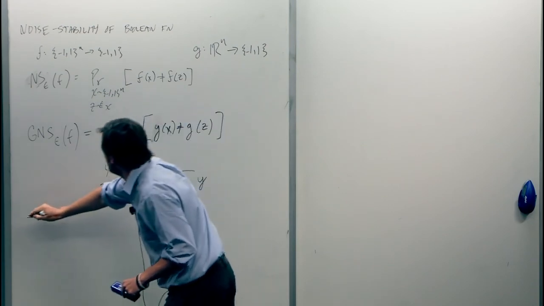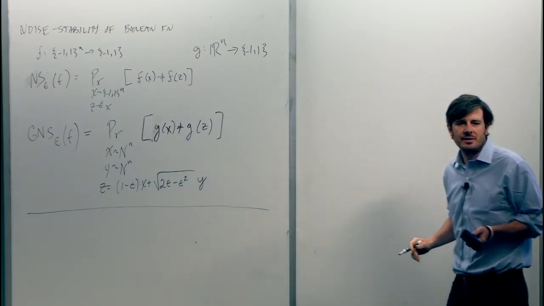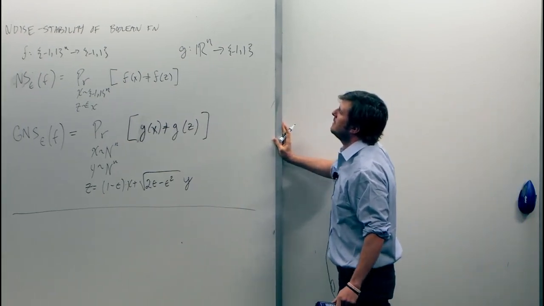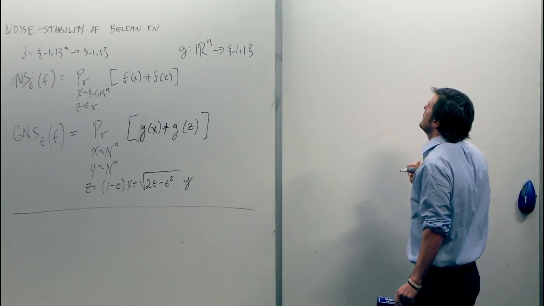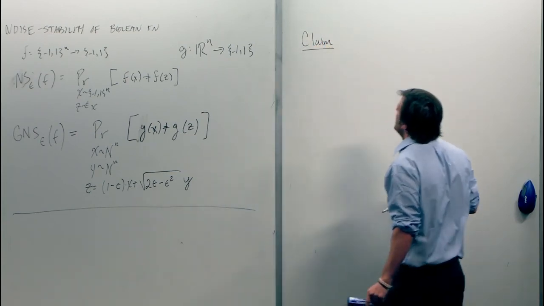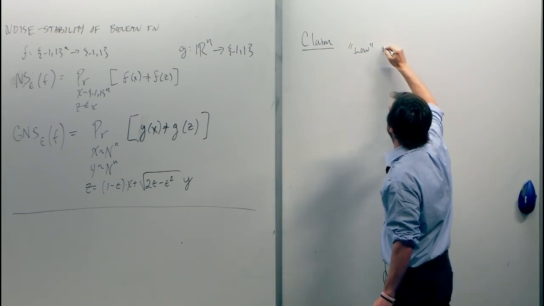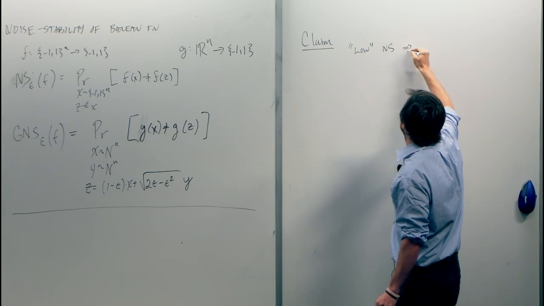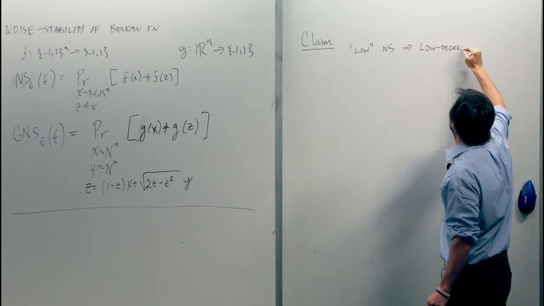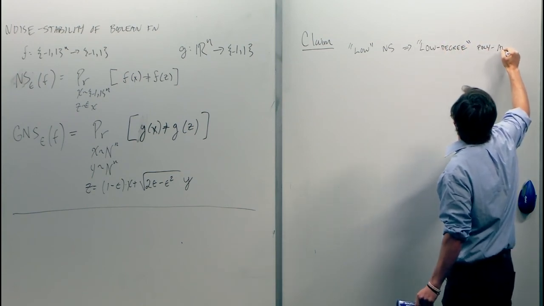Okay. So why are we looking at these? Everybody okay? For the people who haven't seen, everybody okay with these quantities? Okay. So the claim is that, and we can quantify this in a second, low noise stability implies low degree polynomial approximators.